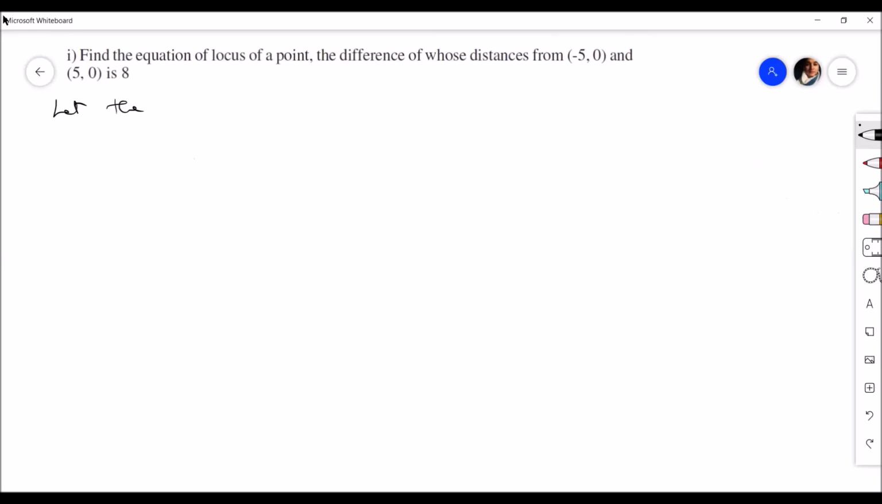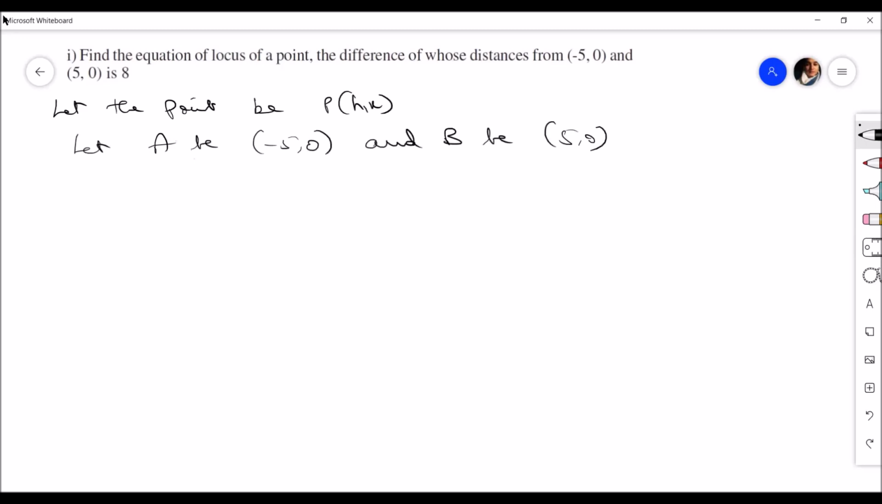So let the point be P of h comma k. So in coordinate geometry, like I told you, a variable point or a moving point is always taken as h comma k, and let P be that point. Is that clear? So there are certain points that are given in the question. Let us name them: let A be minus 5 comma 0 and B be 5 comma 0. I've just named the 2 points that are given here. Are we clear so far? Okay.